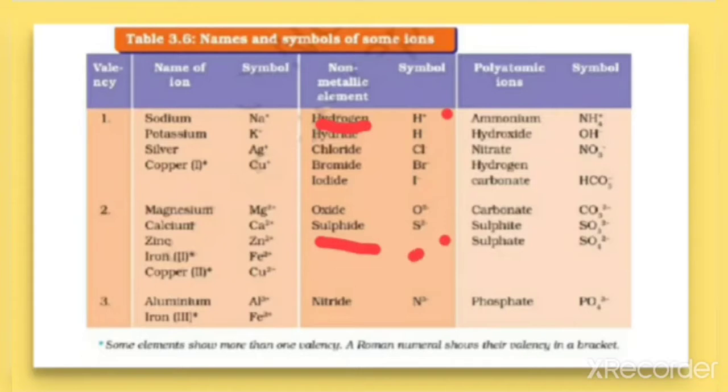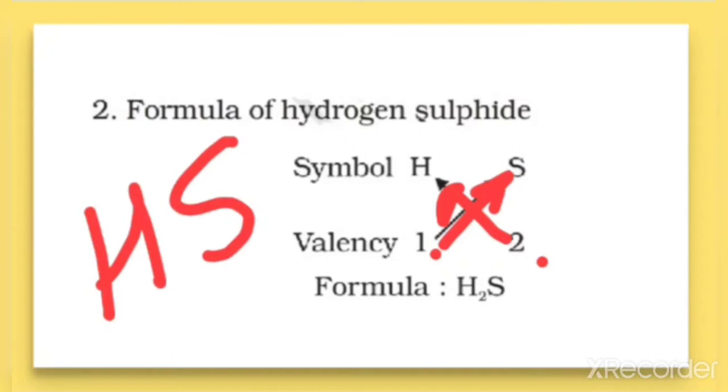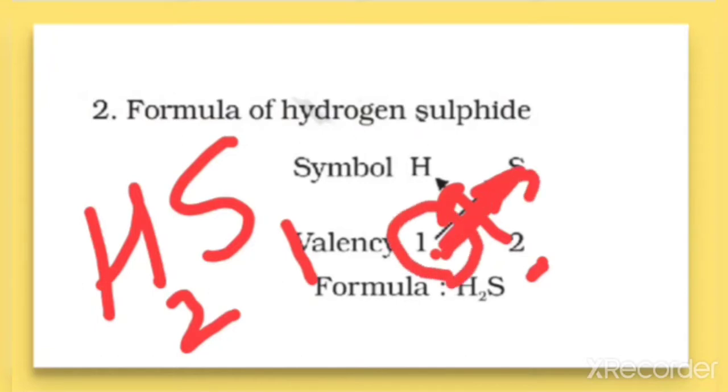So the valency of sulfide is 2, and the valency of hydrogen is 1. Let us take these values in the problem. We write the valency for hydrogen as 1 and the valency for sulfur as 2. Now you do the crisscross like this. When you do the cross, write the symbol. The 2 goes to hydrogen, so we write the subscript 2 for hydrogen, and the 1 goes to sulfur.